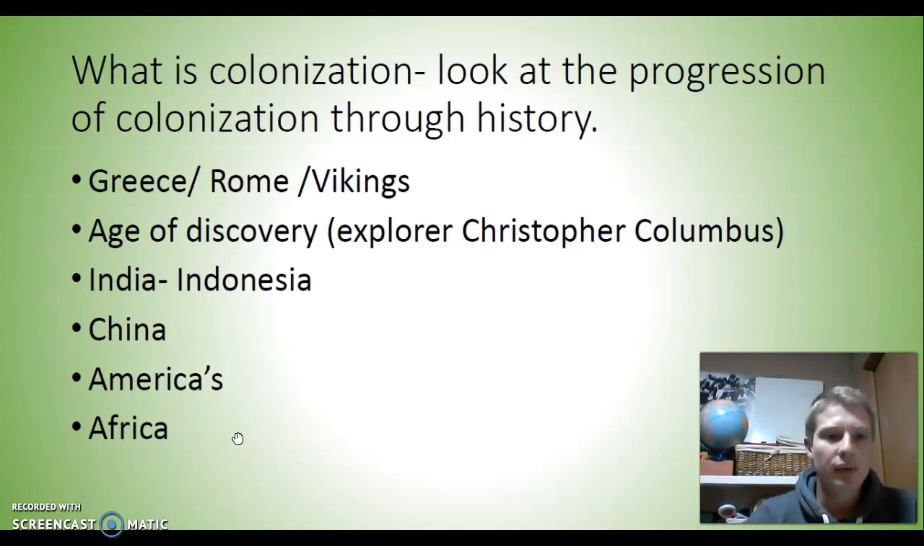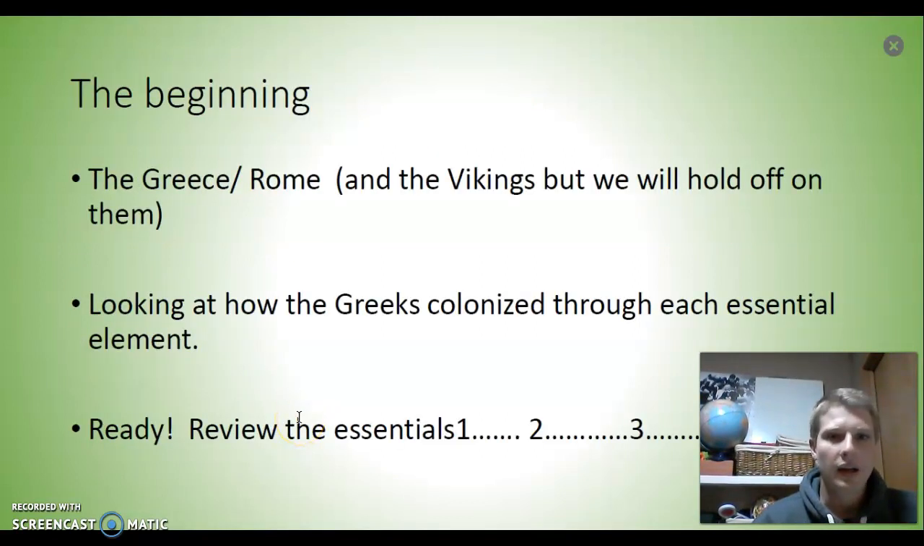As long as we're getting through some of the beginning processes, identifying our essential elements, and then being able to apply those to our project, because I think you'll be learning about Africa in the project. You might be learning about the Americas in your project. Okay, moving on. In the beginning, Greek, the Romans and the Vikings, but we'll hold off on them. Looking at how the Greeks colonized, each essential element, we'll review.